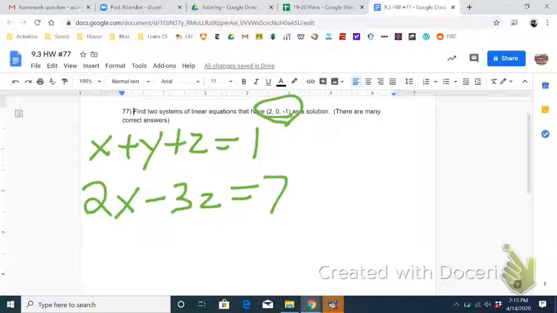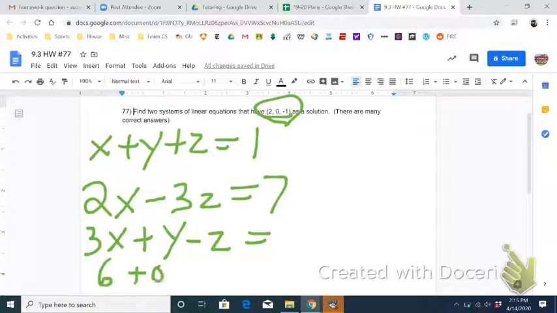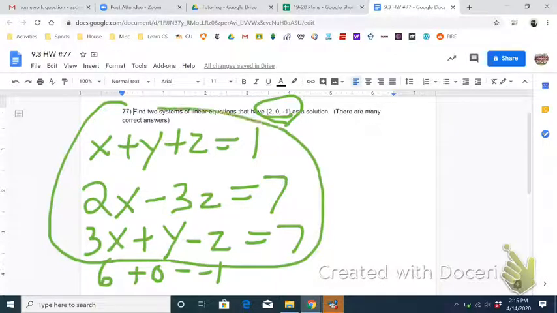Alright, and just to make sure we don't have infinite solutions, because right now we have a plane intersecting with a line, which could be infinite solutions, we need a third equation. So let's try, I don't know, 3x plus y minus z. Well, if x is 2, this would be 6. If y is 0, plus 0, minus -1, that would be 7. So right here would be one example of a system of equations that has these values for x, y, and z as a solution. And that's why there are many correct answers.